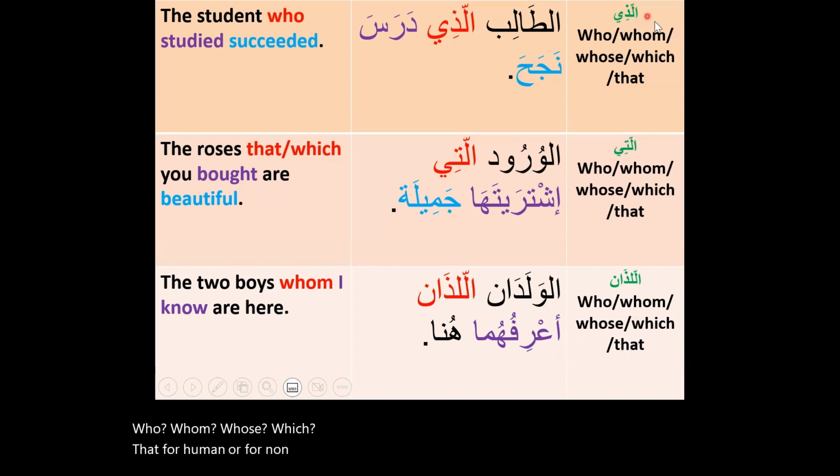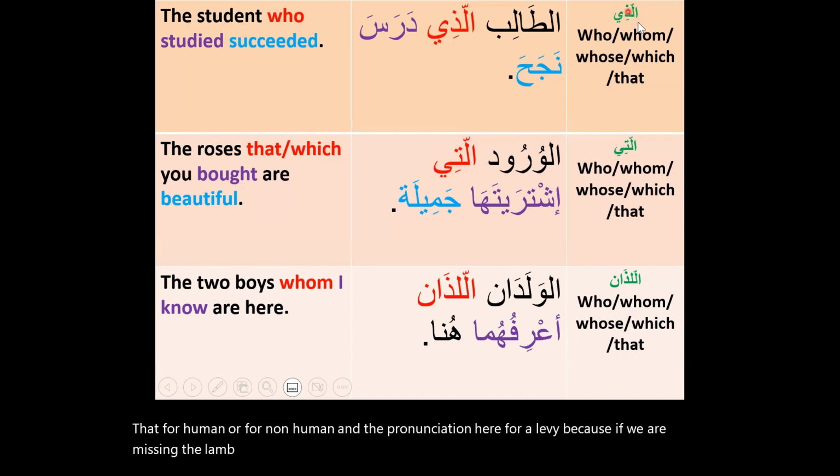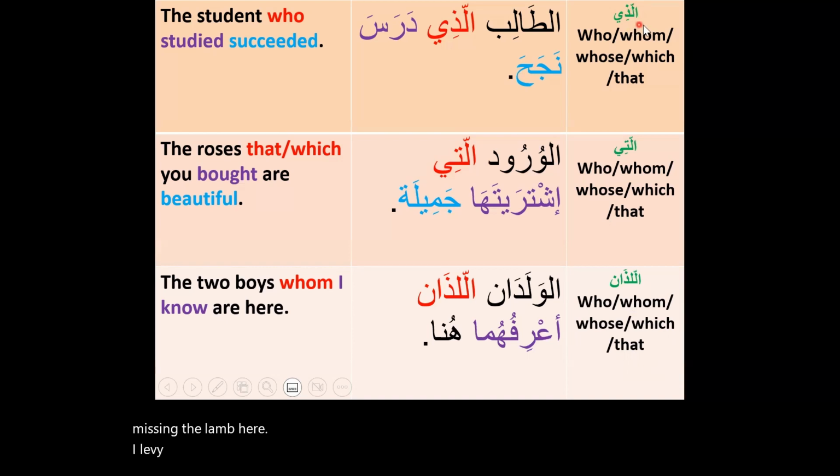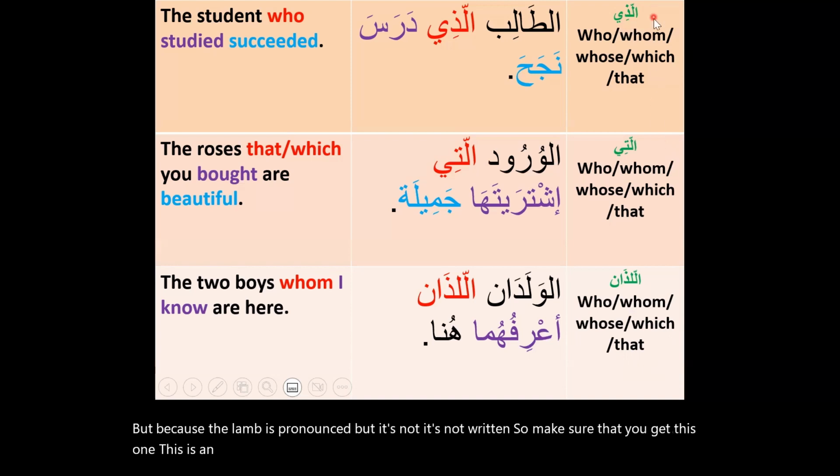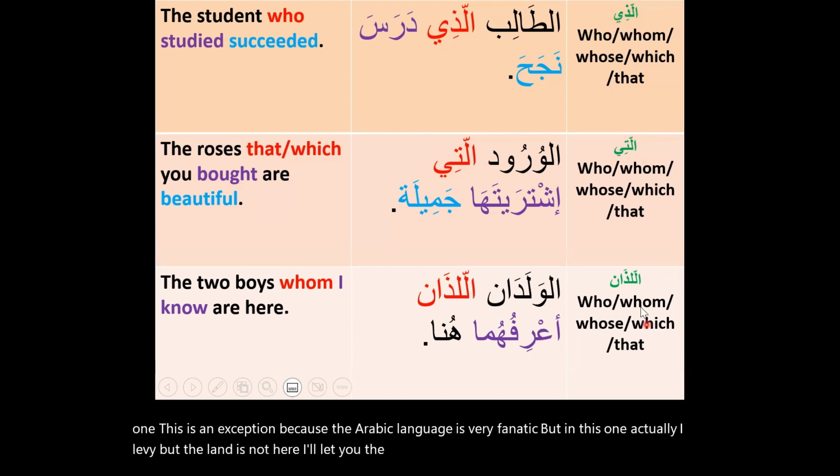And the pronunciation here for alladhi is as if we are missing the lam here, alladhi. But as we can read here, we should read it al-the, al-the, al-ti. But because the lam is pronounced, but it's not written, make sure that you get this one. This is an exception, because the Arabic language is very phonetic, but in this one, I say alladhi, but the lam is not here. Allati, the same thing, but here, alladhan, the lam came here, alladhan.